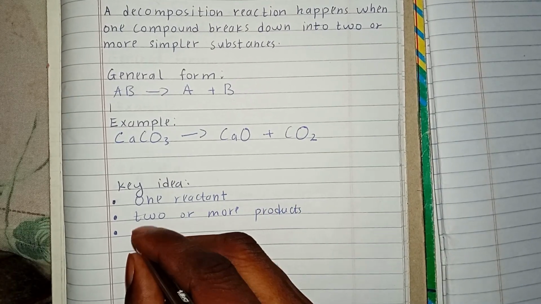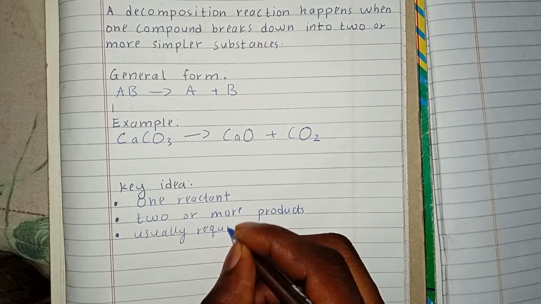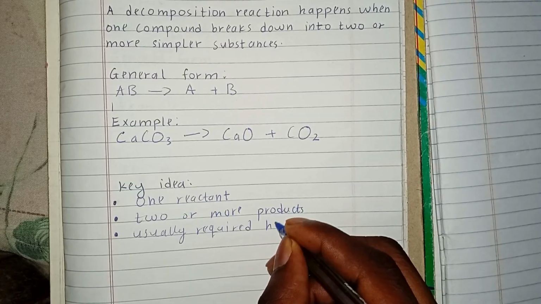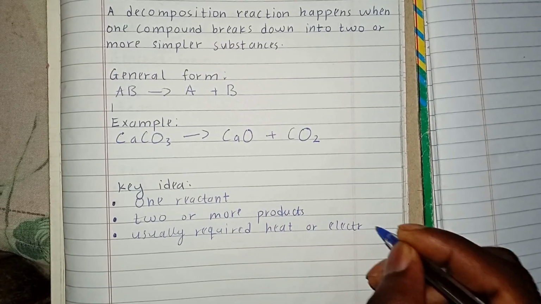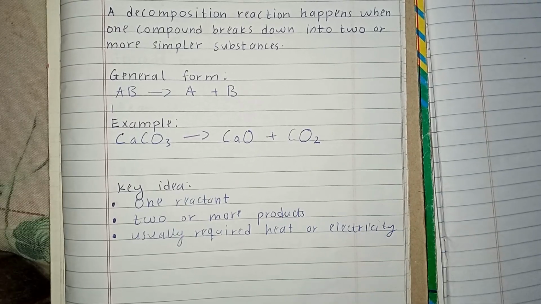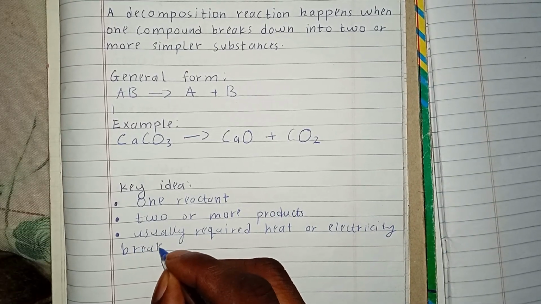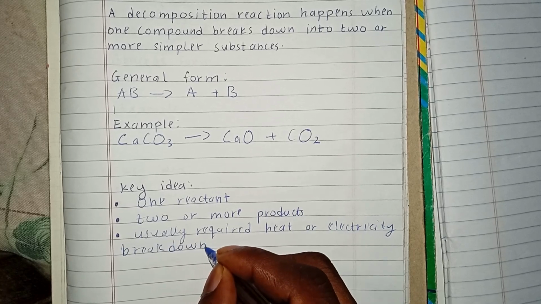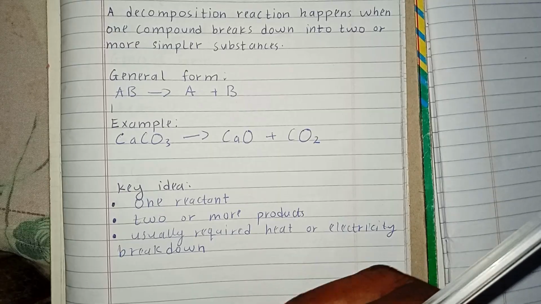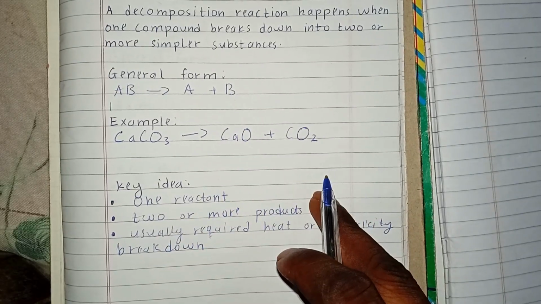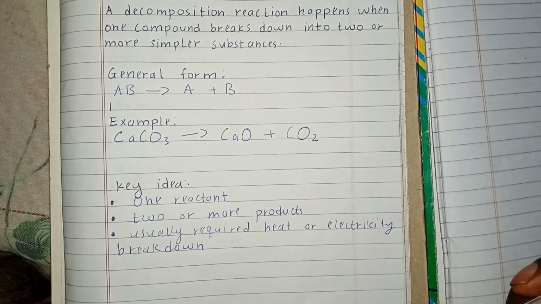And also in decomposition reaction it usually requires heat or electricity to break down. That means if you want to break down a compound, you have to either apply heat or electricity to break it down into the smaller forms. Let's take our next reaction.